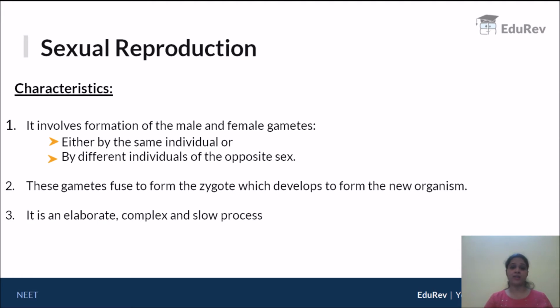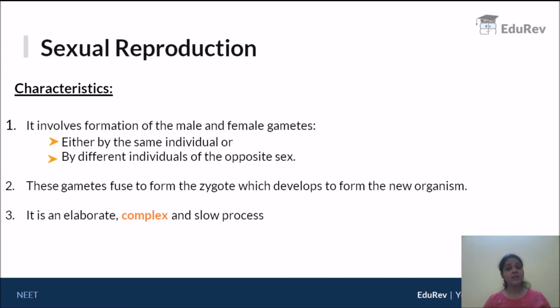The third characteristic: sexual reproduction, as compared to asexual, is said to be very elaborate, very complex, and an absolutely slow process. Now, what do we imply by that? Why do we say sexual reproduction is elaborate? First of all, for sexual reproduction, you have to spend a lot of time developing the sexual organs of that particular individual. Furthermore, those organs must undergo gametogenesis. In other words, they must form gametes. This particular gamete formation is very complex. That's why we say complexity.